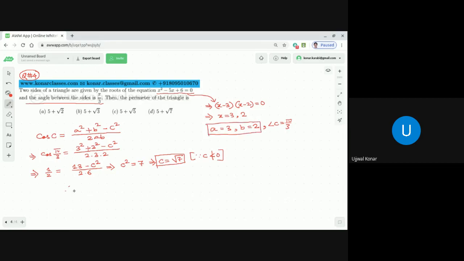So the perimeter is equal to a plus b plus c, that is equal to 3 plus 2 plus square root of 7, that is equal to 5 plus square root of 7. And we get the correct option as D. Here the answer, is it absolutely clear? Yes, sir. Okay, great.